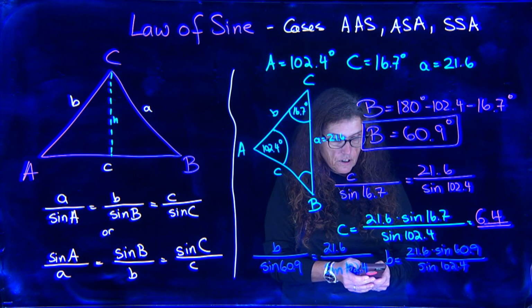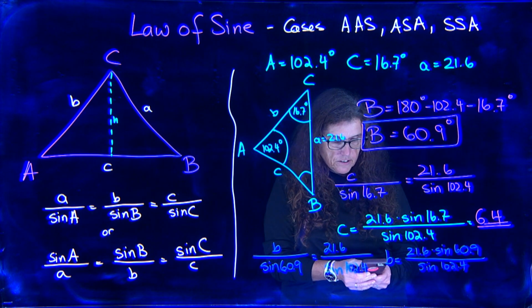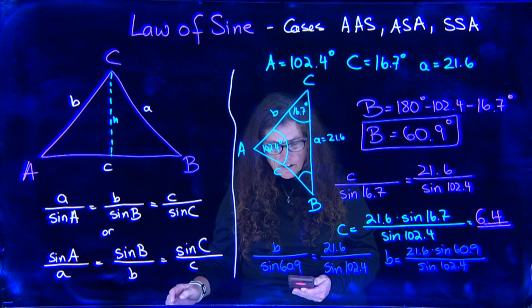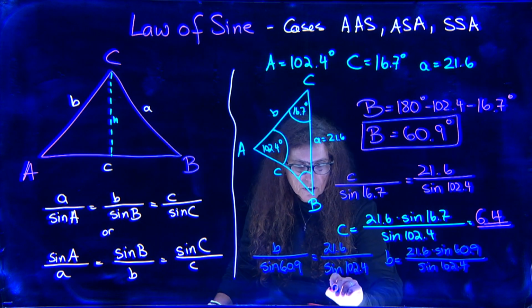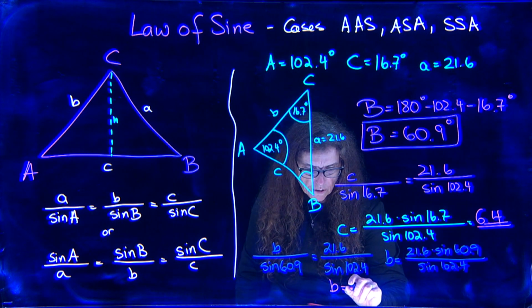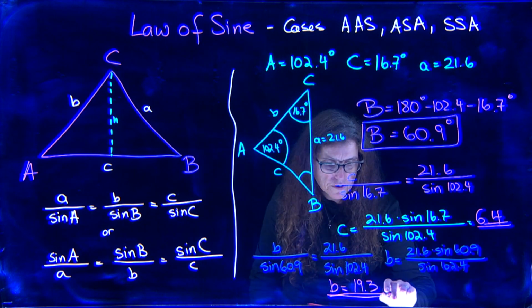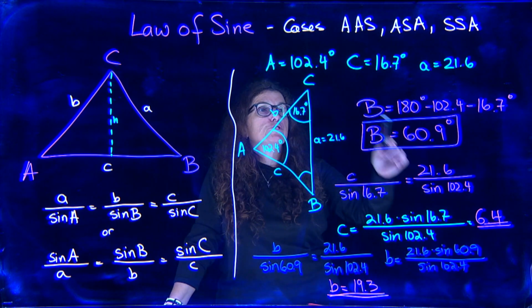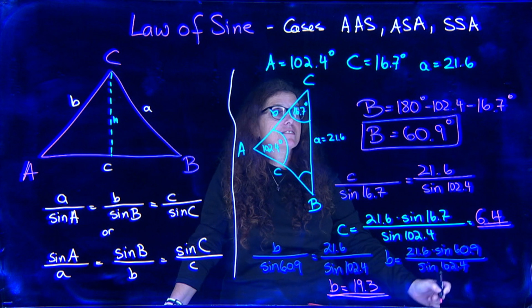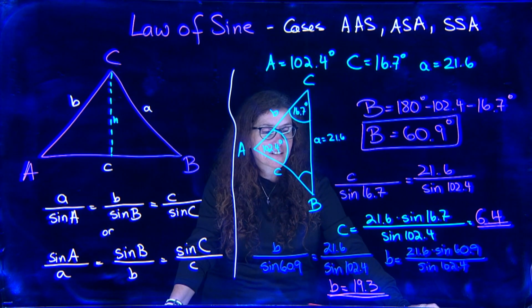21.6 times sine 60.9 divided by the sine of 102.4, and we get B equals 19.32, so 19.3 units. This is one example of a case where we have two angles given and a side to find the remaining values using the law of sine.